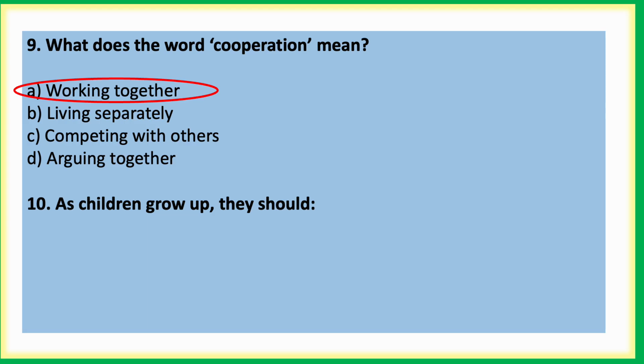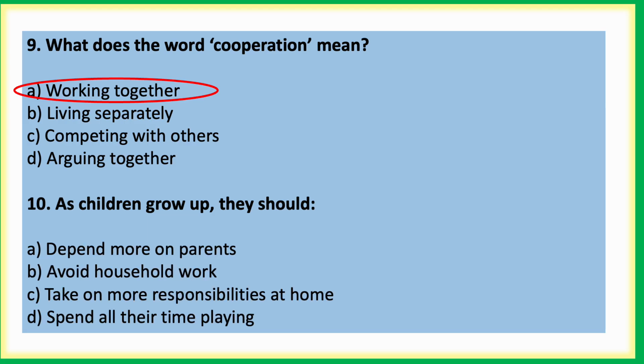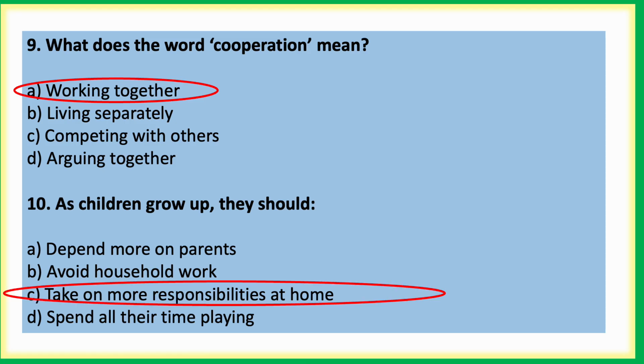Next one, as children grow up, they should. Options are depend more on parents, avoid household work, take on more responsibilities at home, spend all their time playing. Which is the correct answer? As children grow up, they should take on more responsibilities at home. They should help other family members. In many homes, children also learn some of the traditions and practices their family has been following for generations.